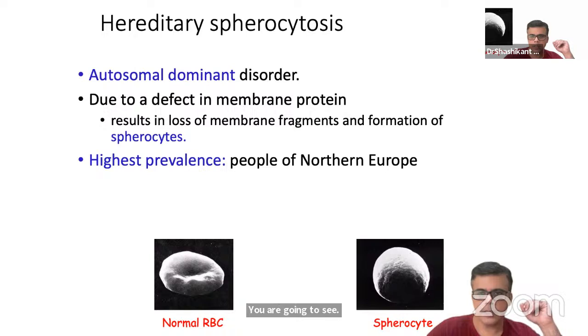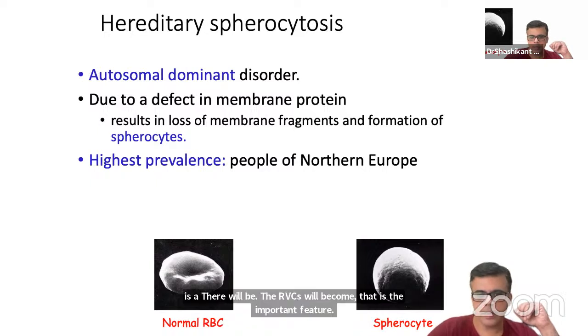And the spherocytes are like sphere-shaped. And sphere-shaped RBCs are being seen over here. That is the characteristic feature. Normally, the RBCs are biconcave, but here, because of loss of surface area, the RBCs will become spherical. That is the important feature. And here you are seeing spherical RBCs.